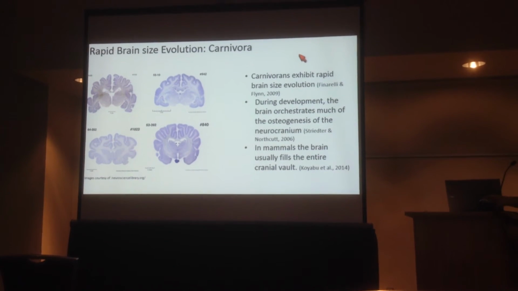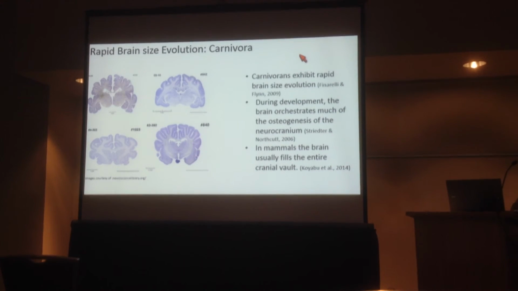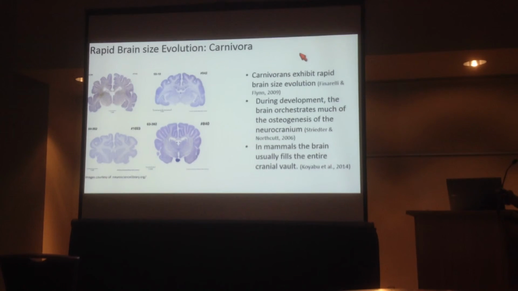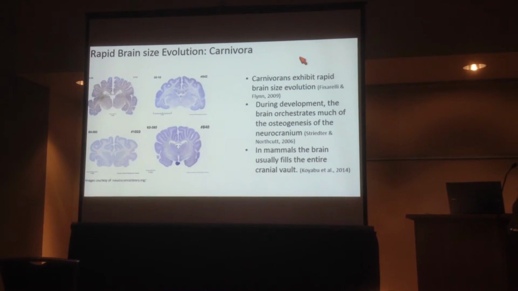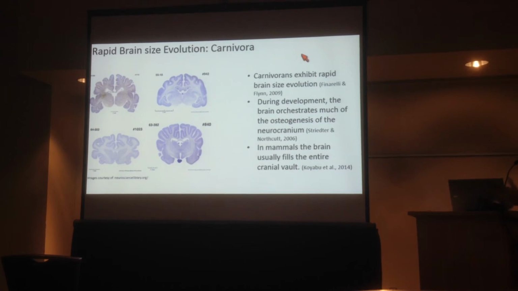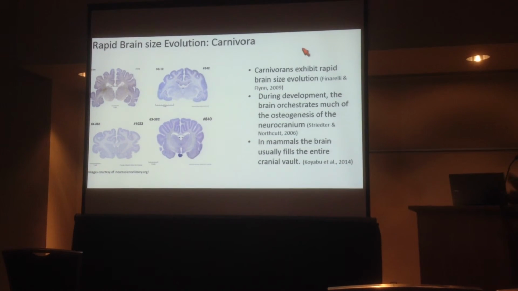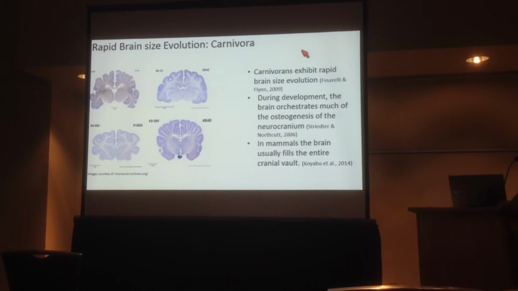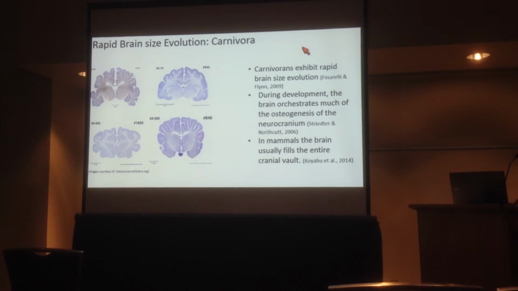So what about carnivorans? Carnivorans exhibit rapid brain size evolution, like I mentioned before. And in development, the brain case closely tracks the brain, especially in mammals, where the brain fills the entire cranial vault. And because the brain plays such an important role in the structure of the neurocranium in development, it's no surprise that the brain case is most likely tracking rapid brain size evolution in this way.